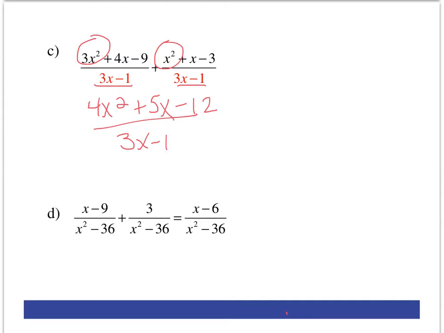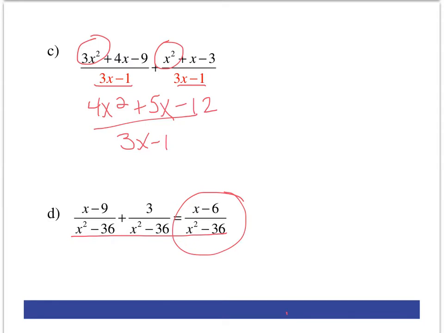Let's look at D because they have like denominators again, and I've actually left that one for you. You have 3, you have x, and then you have a negative 9 plus 3, so the final answer is x minus 6 over x squared minus 36. So we're finished there.